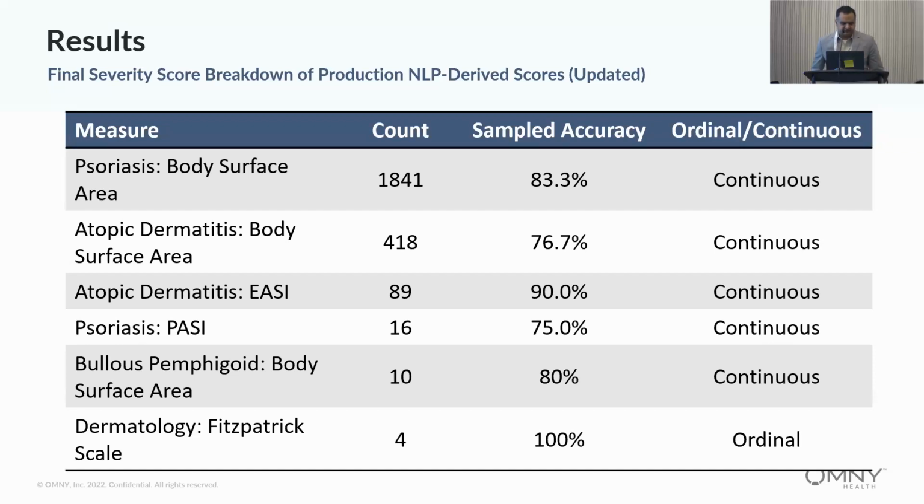We see that some of the scores don't have such high numbers, and they might not be reported that much in the clinical notes, like the Fitzpatrick scale probably isn't reported that much. And not shown here are some scores that didn't have high accuracy, so they were not marked for inclusion in the final product. Those include things like the PGA, the Physician's Global Assessment for psoriasis, and the Hurley score for hidradenitis suppurativa.